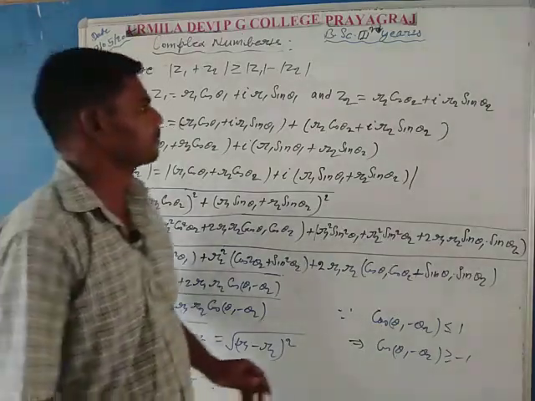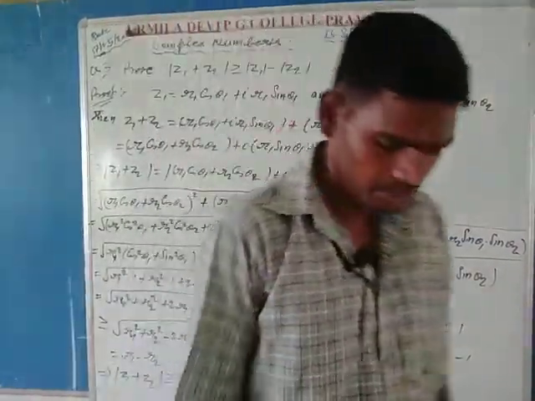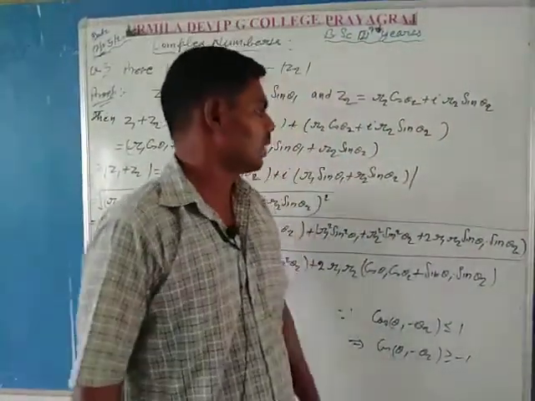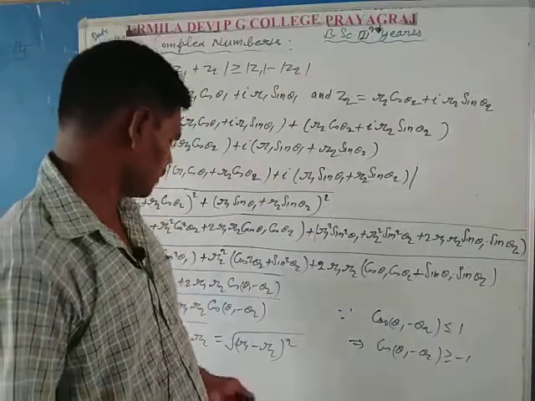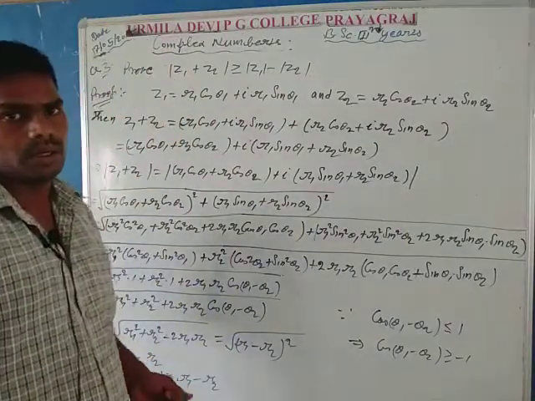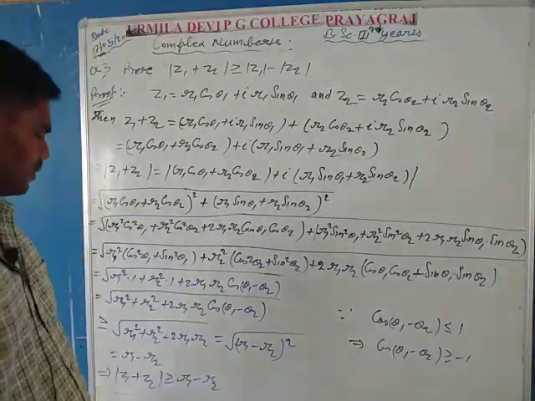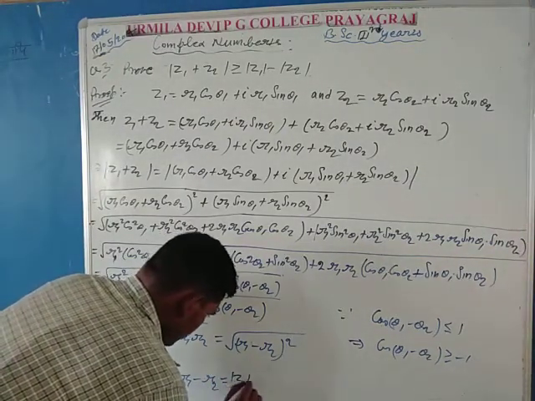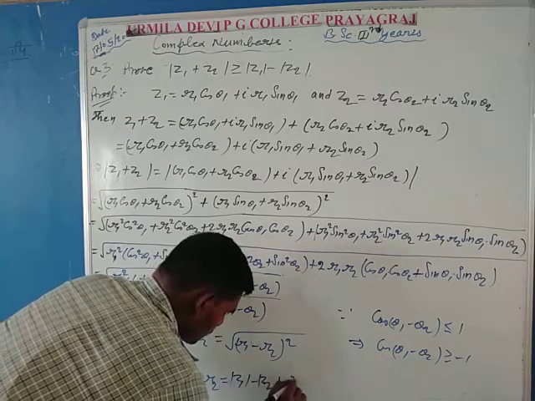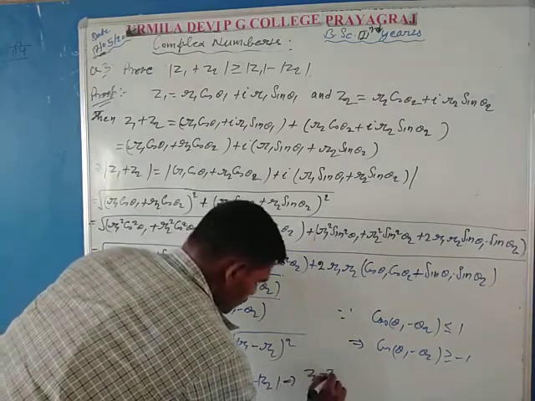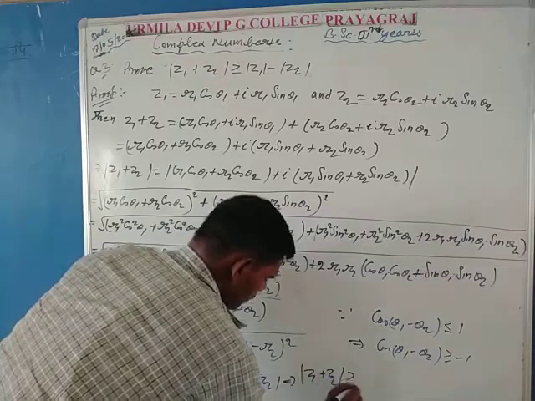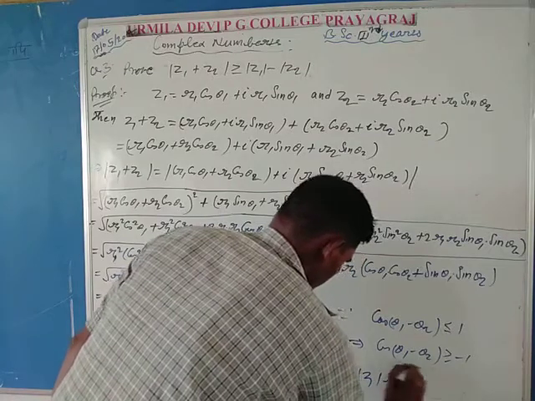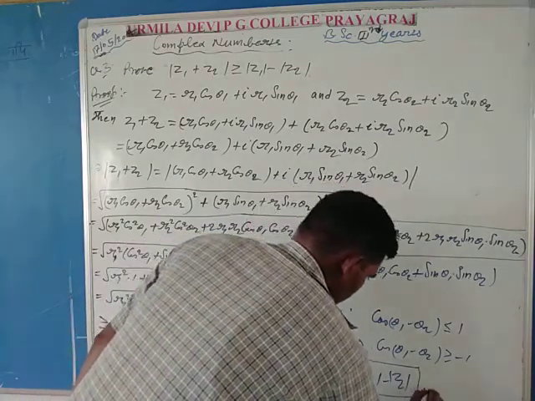But you know that R1 is the mod of the first complex number Z1, and R2 is the mod of the second complex number Z2. So here R1 and R2 are replaced by mod Z1 and mod Z2 respectively. It implies that mod of Z1 plus Z2 is always greater than or equal to mod of Z1 minus mod of Z2. So it is complete, hence proved.